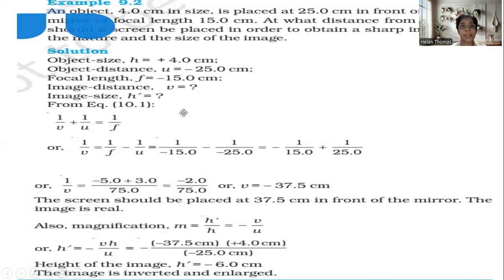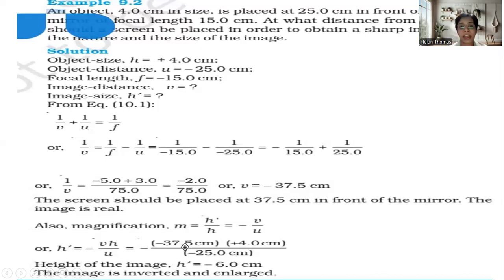So you write your concluding statement. The screen should be placed at 37.5 centimeter in front of the mirror. Why in front? Minus sign here. And the image is a real image. And also we found that h prime is minus 6, which means it is going in the minus y axis. That is why it's an inverted image.